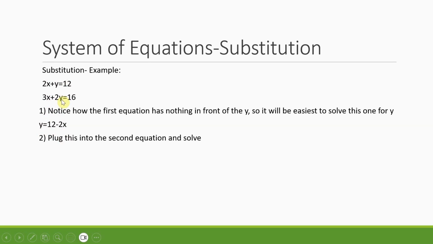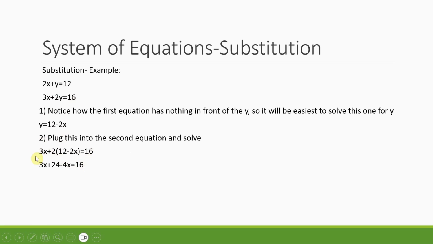So where I have a y, I'm now going to put this 12 minus 2x. And that gives me this. So again, I still have that 3x plus 2, and then where I had a y, I'm going to put this in parentheses. 12 minus 2x equals the 16 from here. And now I can just solve this one for x.